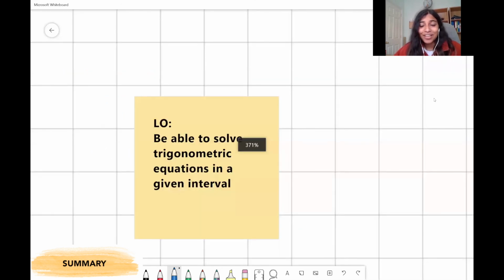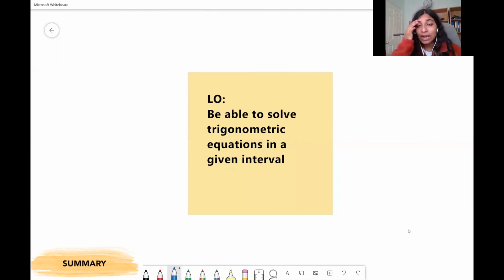So that's everything. Hopefully you found this useful and you now know how to solve some trig equations in a given interval using everything that we've learned previously with the R addition formulae, trig identities, double angle formulae. All these can come in useful when solving trig equations. So make sure you do lots more practice just to make sure you're fully comfortable at doing this.